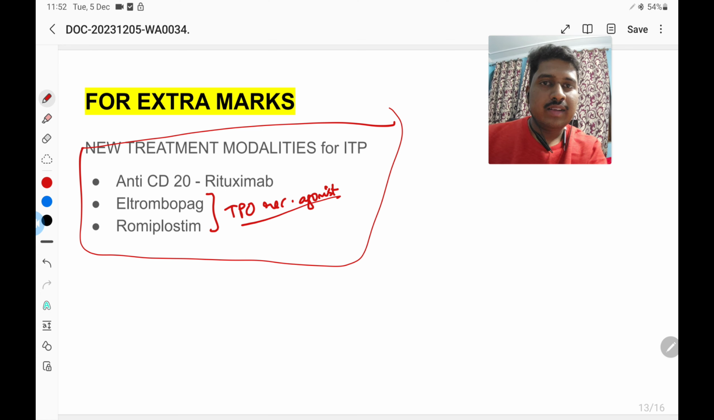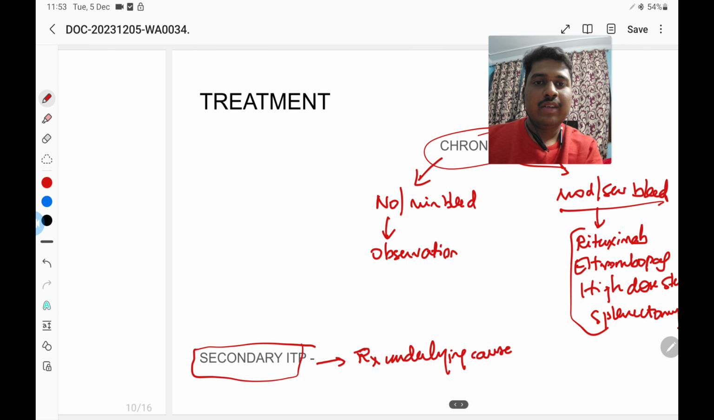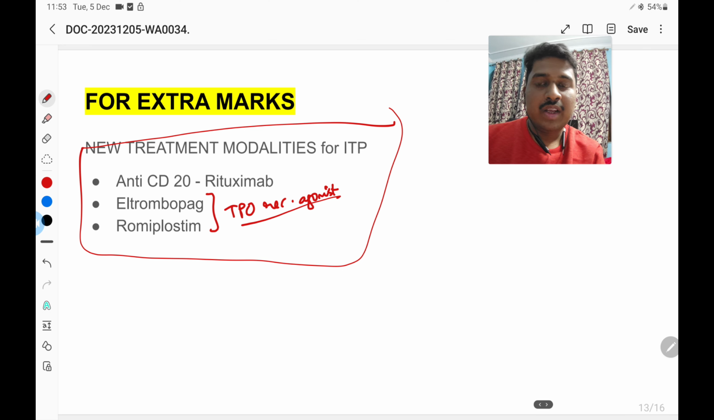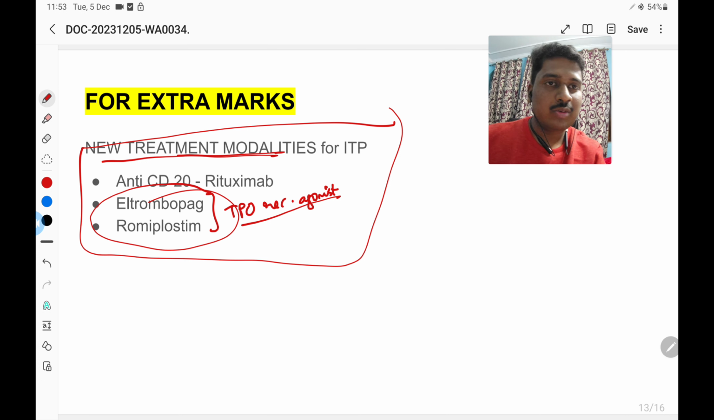So you could have written this under treatment, but I have purposefully not written under treatment because if you write in the treatment, it will be masked between these answers, it will be sandwiched somewhere and it will not come into the attention of the examiner. So to get the special attention of the examiner, you will be writing this at last, with the heading new treatment modalities, and you will be writing this new drug, so that the examiner doesn't miss this point, and he'll definitely give you extra marks because you are knowing more things than the rest of the people.